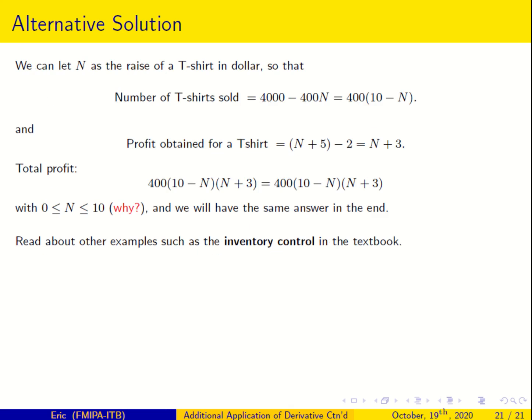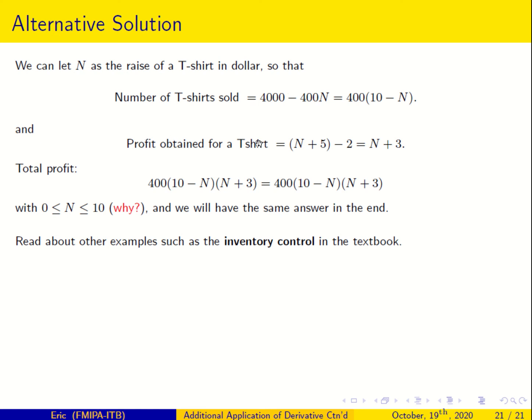Okay. And we have our alternative solution. We can define N as the raise of the t-shirt price in dollars. So the number of t-shirts sold should be 4,000 minus 400 times N. So N is the raise in price of a t-shirt in dollars. For every 1 unit, it will decrease the demand by 400. So if you have N raise, you should have minus 400 N demanded, that is decreased. So the number of t-shirts sold should be this.